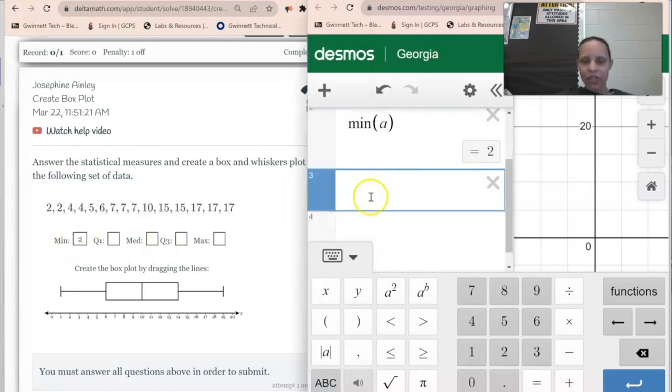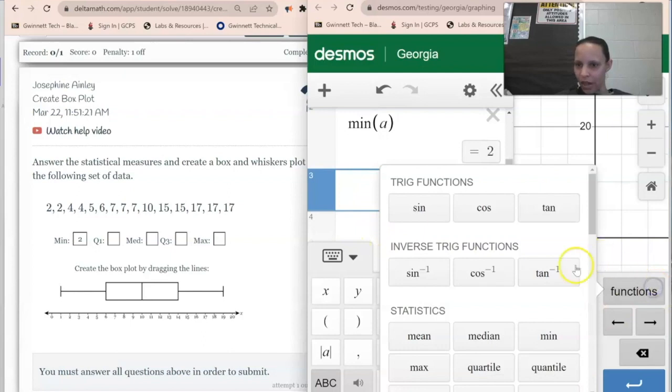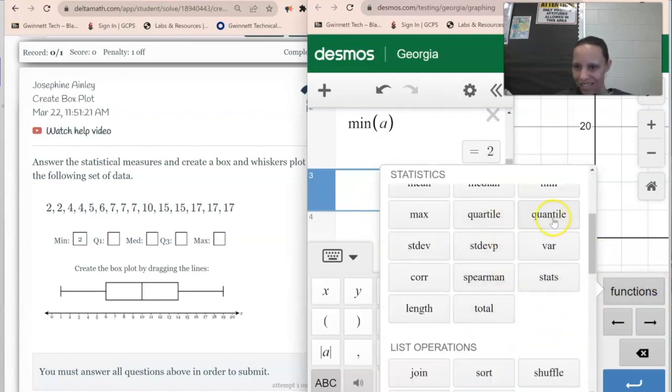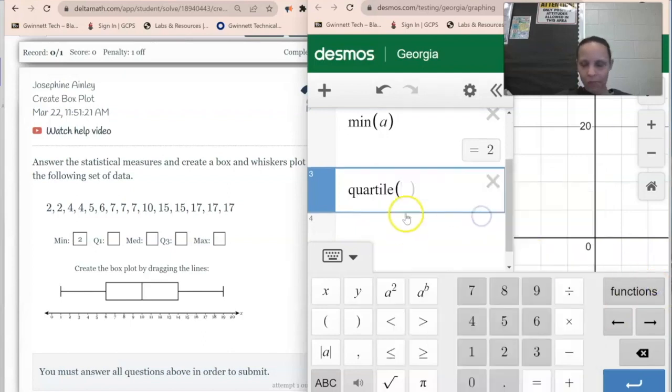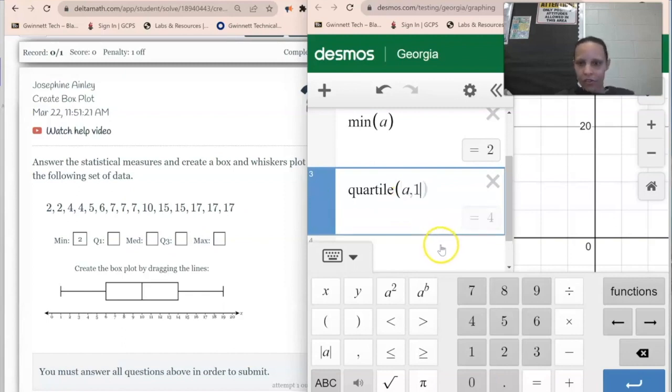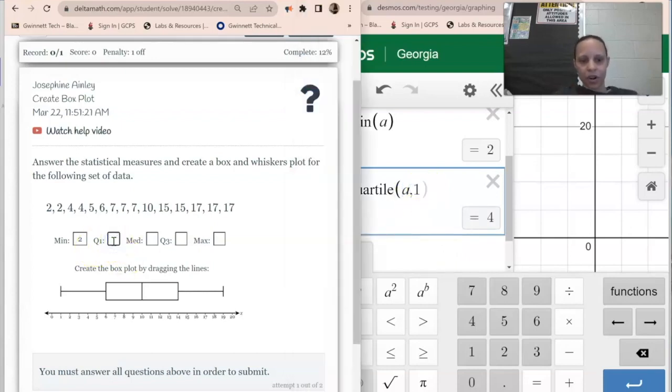All right. What is the first quartile? How do I put in quartile? Now, remember, be careful. Quantile is different from quartile. So quartile. How do I put in the first quartile? Let's see if this works. 1. I want quartile 1 of data set A. Oh, it's not that way. It's quartile from set A. Give me quartile 1. That's 4.